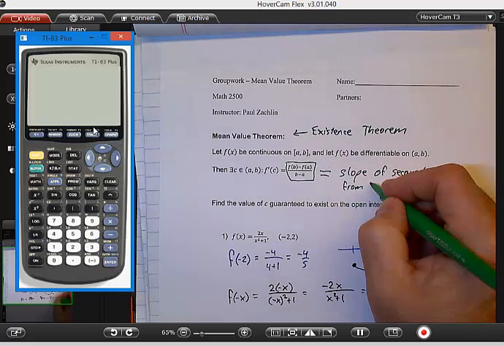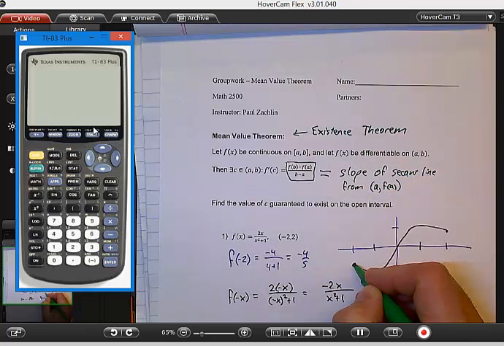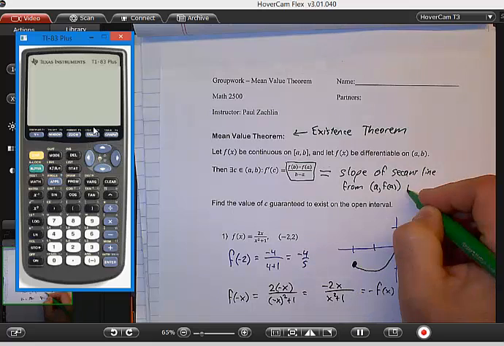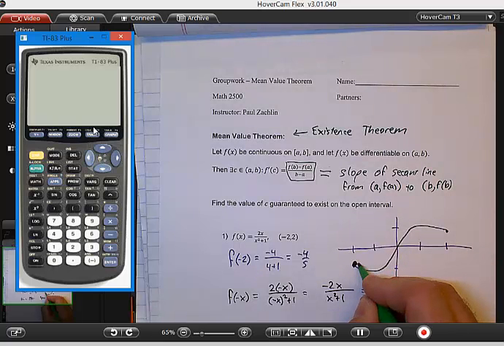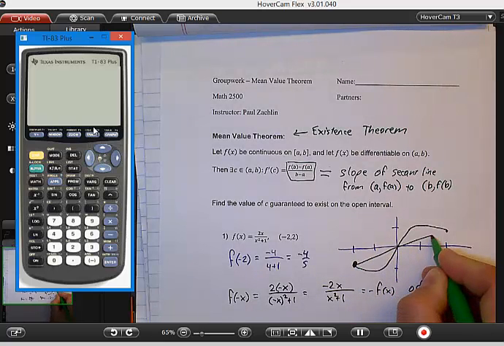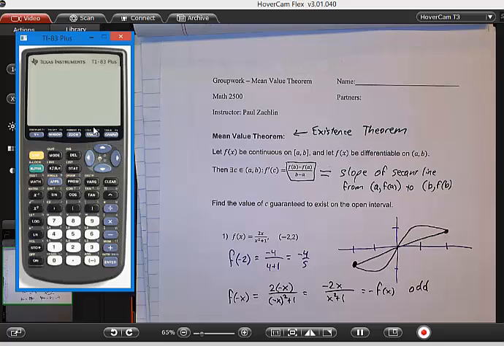Yeah, I mean, from the point A, f of A, which is this point we just found, to B, f of B. So I think it would go right through the origin. I think that would be the slope we're looking at, right? Does that make sense to you guys? So that's something I could compute.